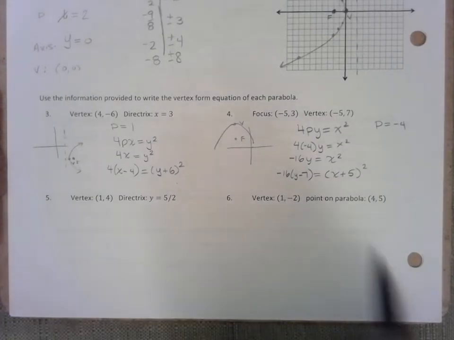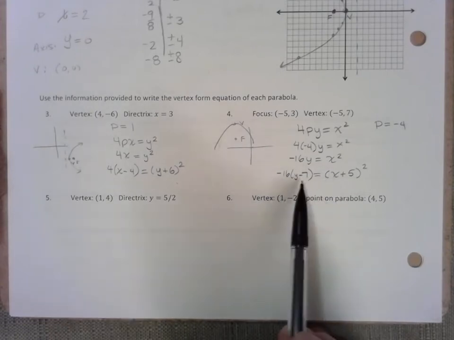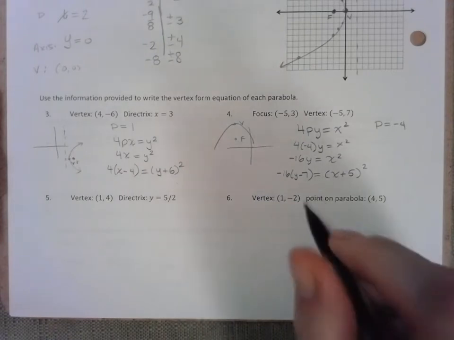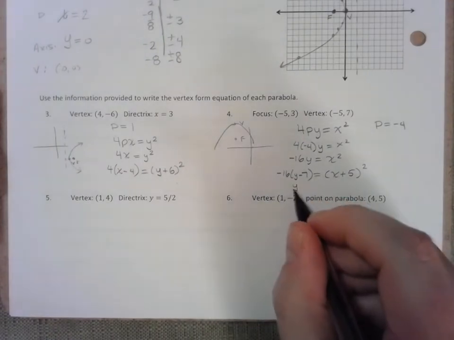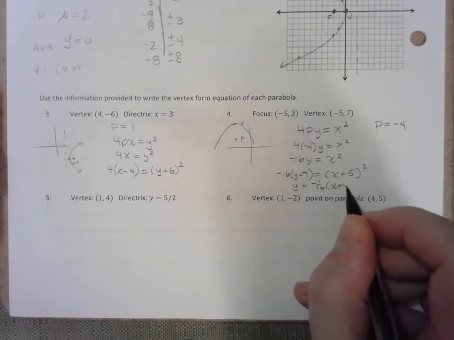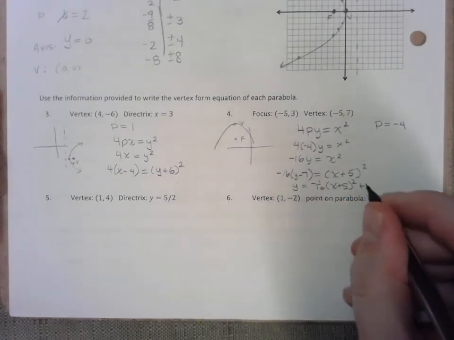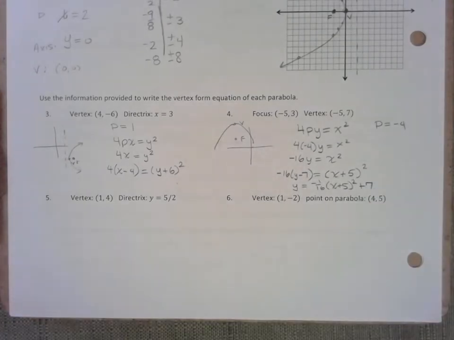Yes, you could solve this for y. It does take a couple of steps. You'd multiply by negative 1/16, and you'll add 7. I mean, we could, if you wanted me to: y equals negative 1/16 times the quantity x plus 5 squared, and then that would free up our 7. We're going to add its opposite, plus 7. Now that's a vertex form.